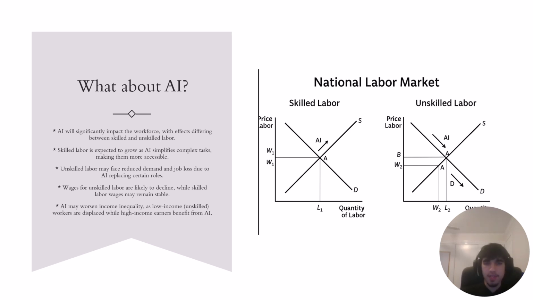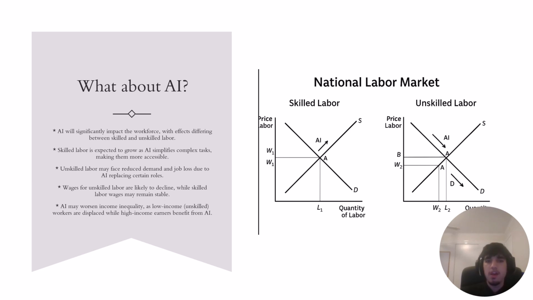Conversely, unskilled labor may experience a decline in demand because AI can easily replace some of these jobs, resulting in fewer opportunities for those workers. In terms of wages, skilled labor is unlikely to see significant changes due to AI facilitating the acquisition of skills. However, unskilled labor is anticipated to experience a wage reduction, as the value of such labor diminishes with AI's capacity to substitute it, right?